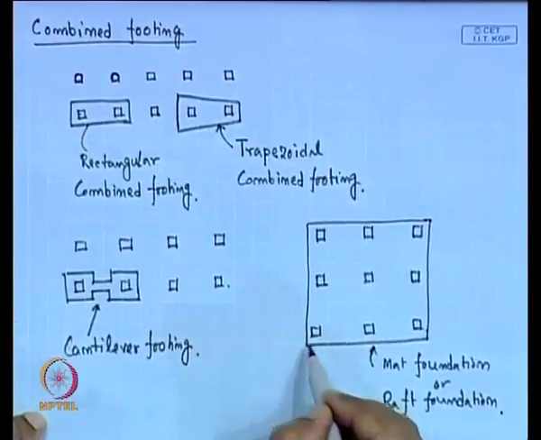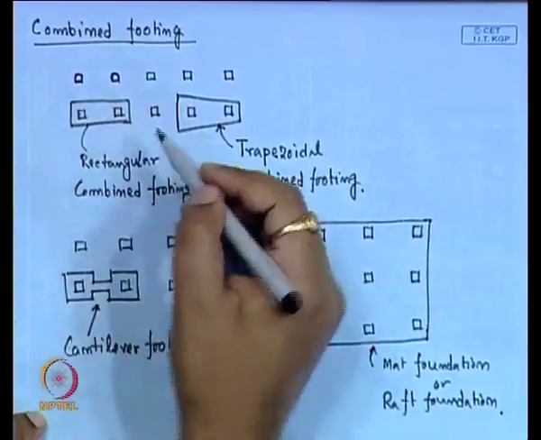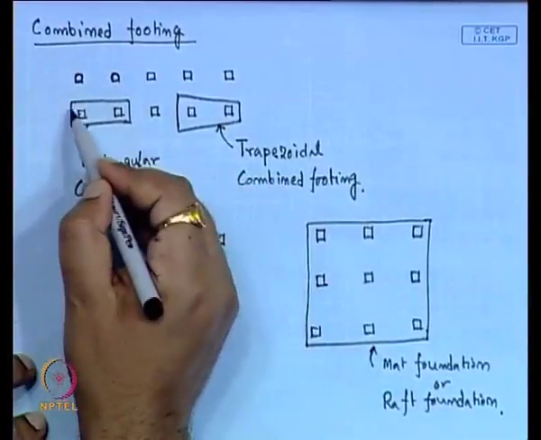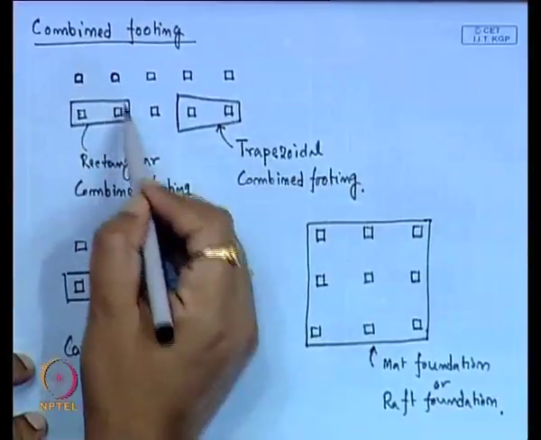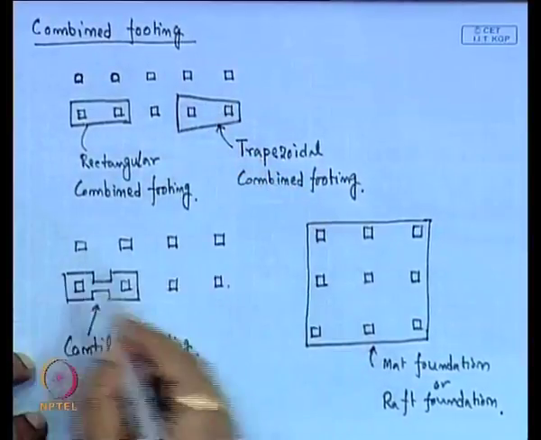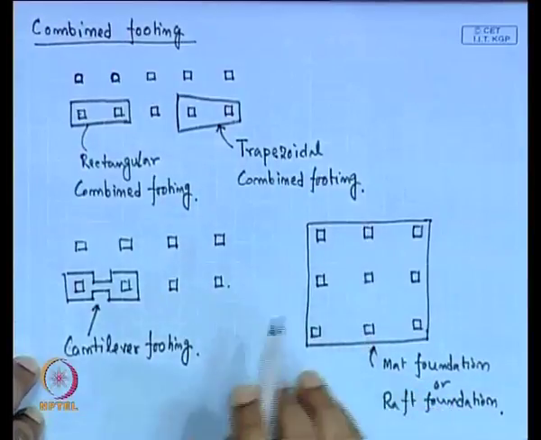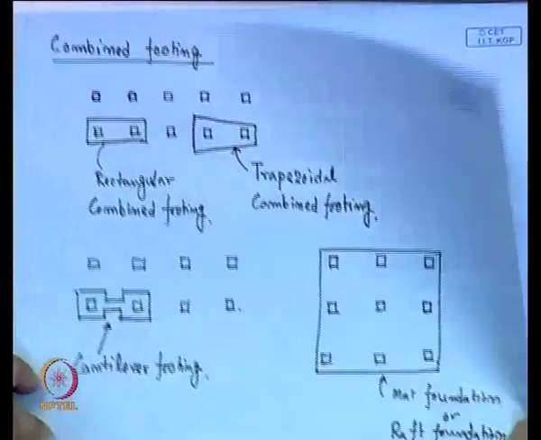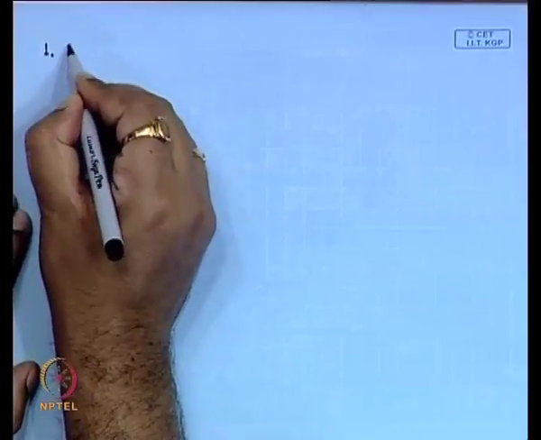Now, first I will discuss the rectangular combined footing, how to determine the dimensions of this footing, that means the width and length of the combined footing, then the dimensions of the trapezoidal shape. Then I will discuss how to design the raft foundation or mat foundation. First we will go for the rectangular combined footing.